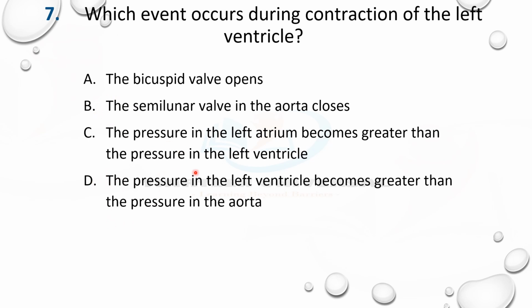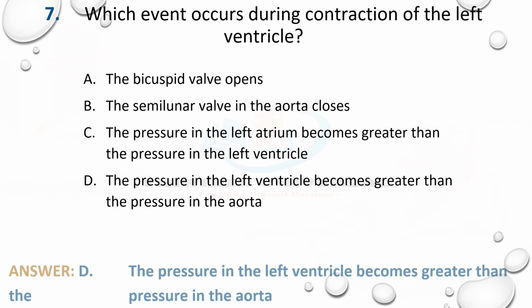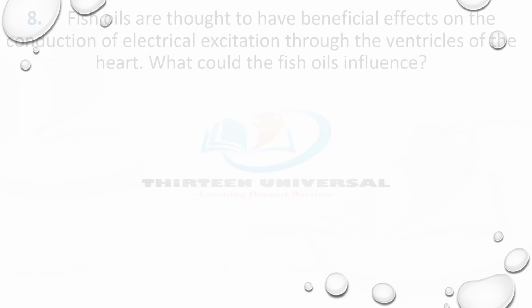But let's see. The pressure in the left ventricle becomes greater than the pressure in the aorta. Yes, as I said, it becomes greater. So when the left ventricle is contracting, this becomes greater. Is that okay? So the answer is D. Okay. All right, look at this.